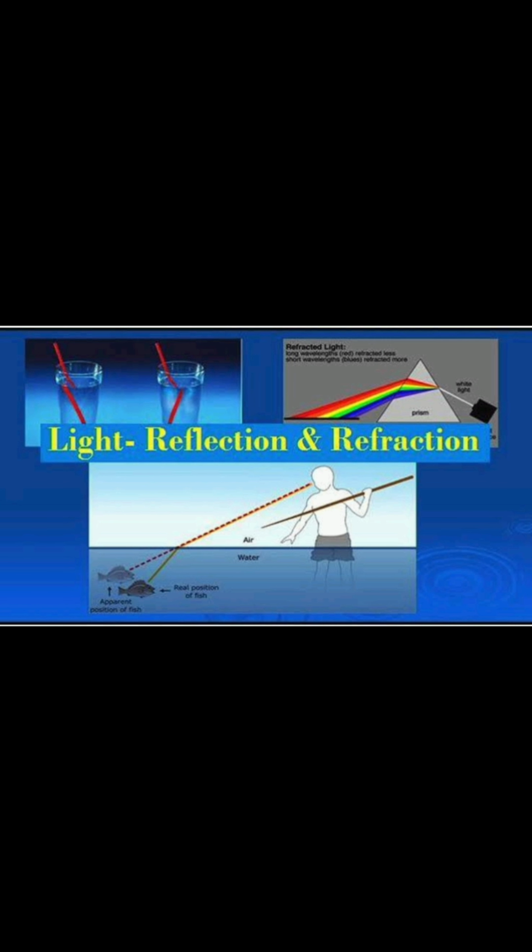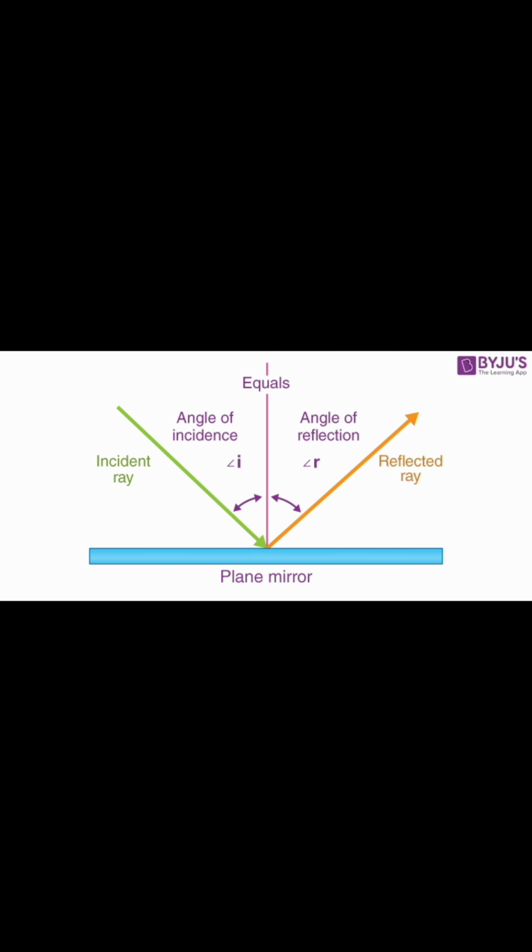Move on to properties of light. We all know light travels in a straight line. For example, when you shine a torch, the light goes straight. The next point is light can be reflected. It means light can bounce back from shiny surfaces like mirrors. And light can be refracted. It means light can bend when it passes from one material to another, for example, from air to water.